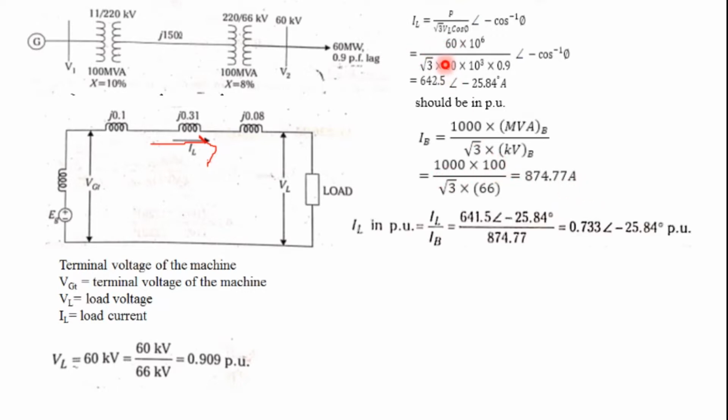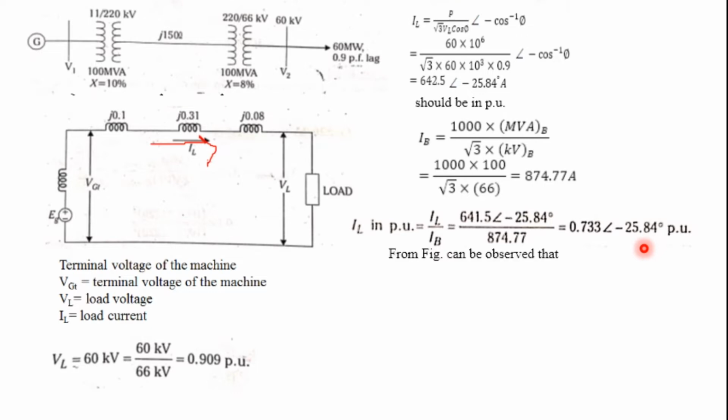This is the actual value, and it should be converted into per unit. So IL per unit is equal to IL actual value divided by base value. So 642.5 at an angle of minus 25.84 divided by the base value 874.77. How did we get this value? Because we are calculating on a 100 MVA base and a base voltage of 66 kV. The actual value is 60, the base value is 66. So this gives 0.733 at an angle of minus 25.84.